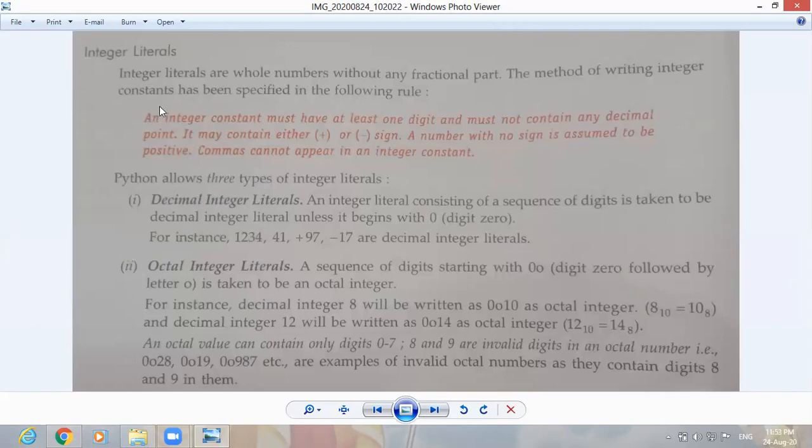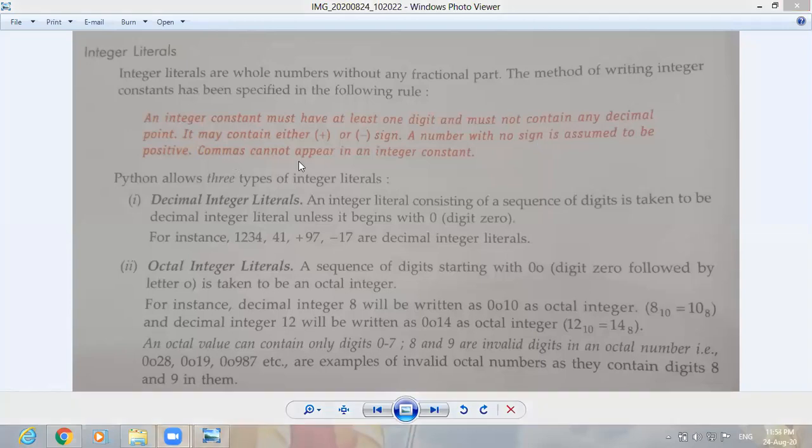Now here we have integer literals or integer constants in detail. An integer constant must have at least one digit and must not contain any decimal point. Remember, this is the rule of an integer value or integer constant. It may contain a positive or negative number, that means a plus or minus sign. A number with no sign is assumed to be positive. As in mathematics, if no sign is there with the number, we assume it as a positive number.